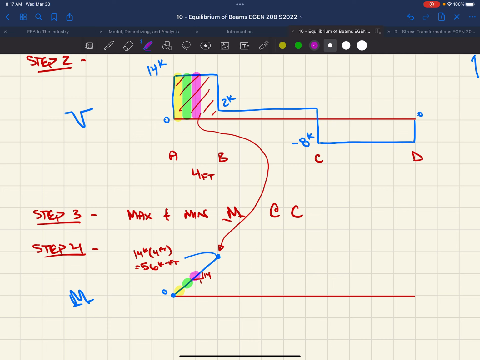Now instead of being 14 kips, we have 2 kips. Right, so now for every foot we travel, we're going to add 2 kip feet. Okay, 2 kips times 1 foot. With that being the case, we're going to continue to add, right, until we get all the way over here. Now we know our slope is 2 to 1. We're going to add 2 kip feet for every 1 foot we travel. Knowing that this is 8 feet.